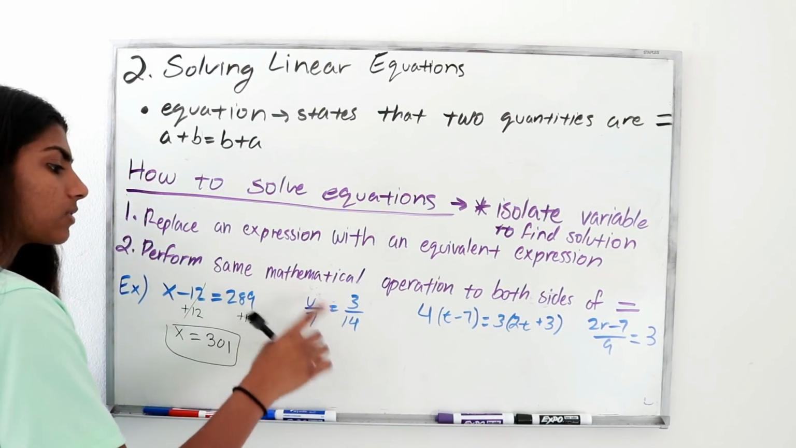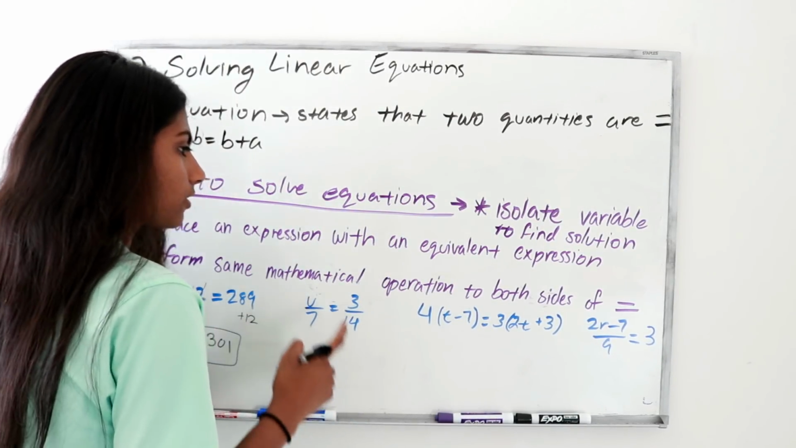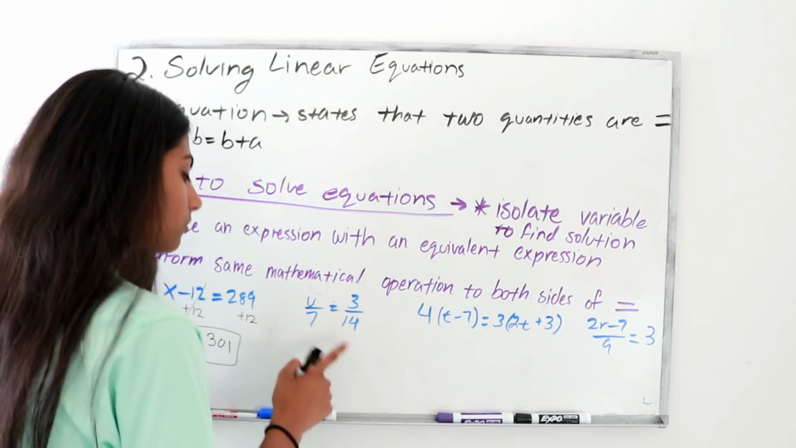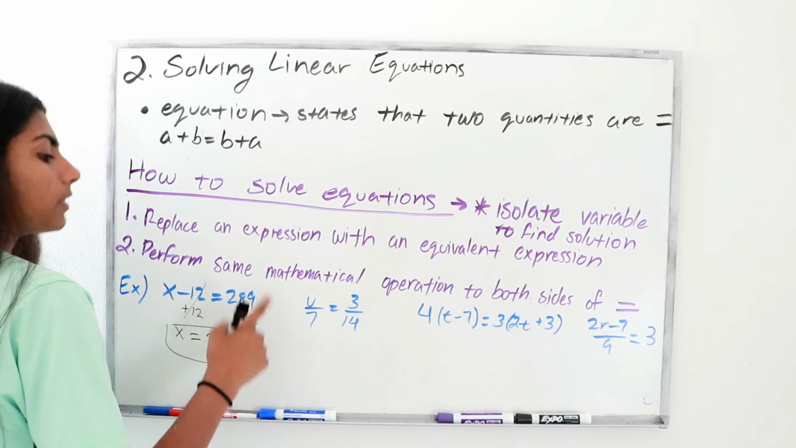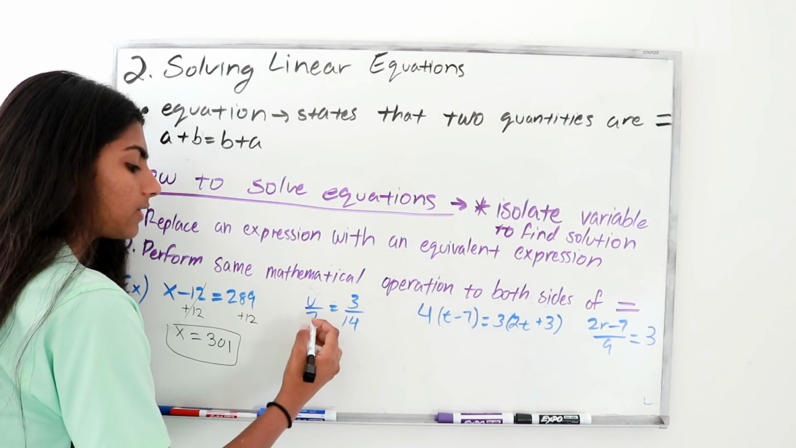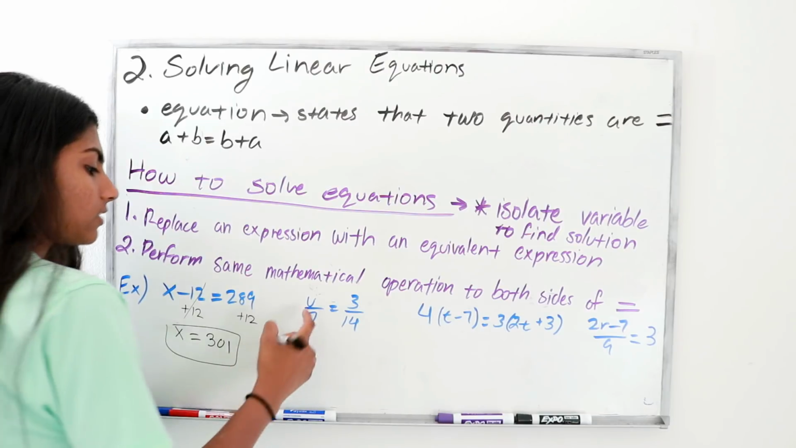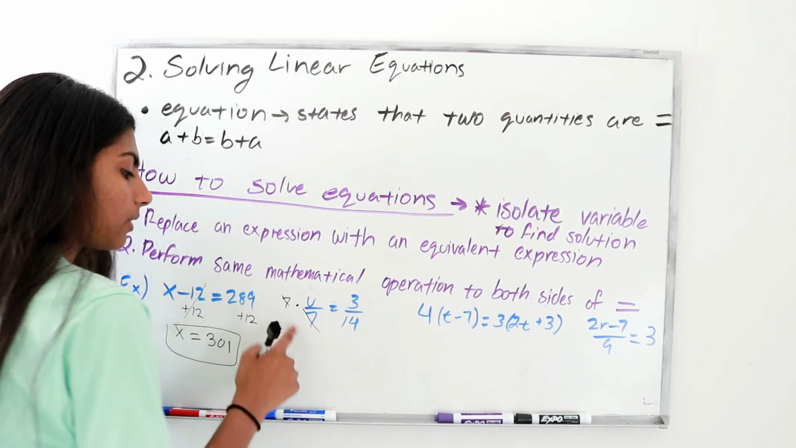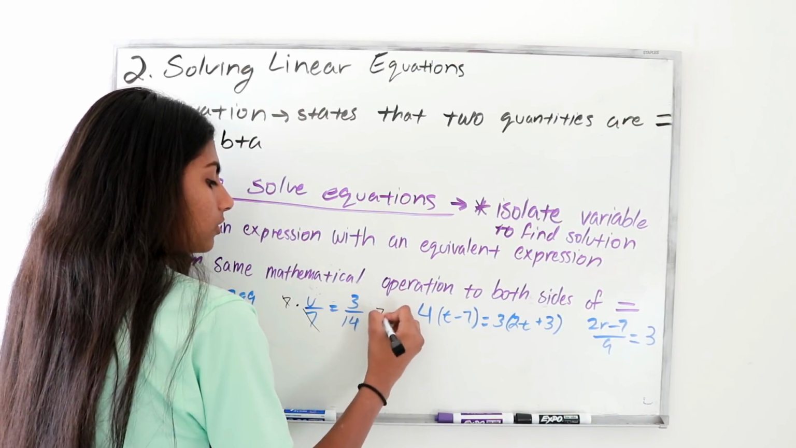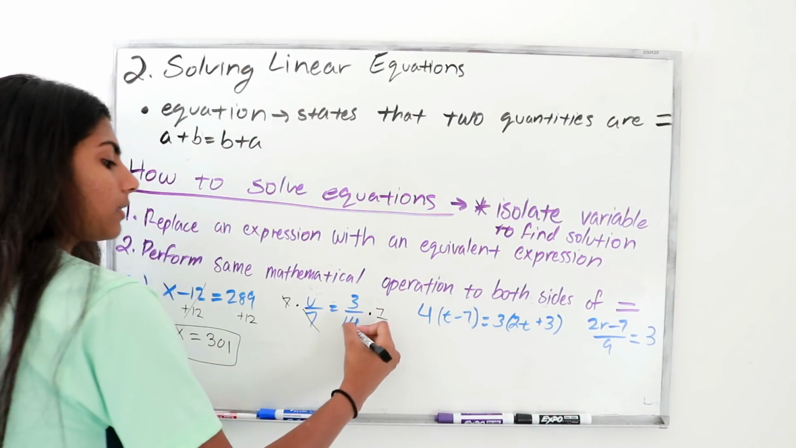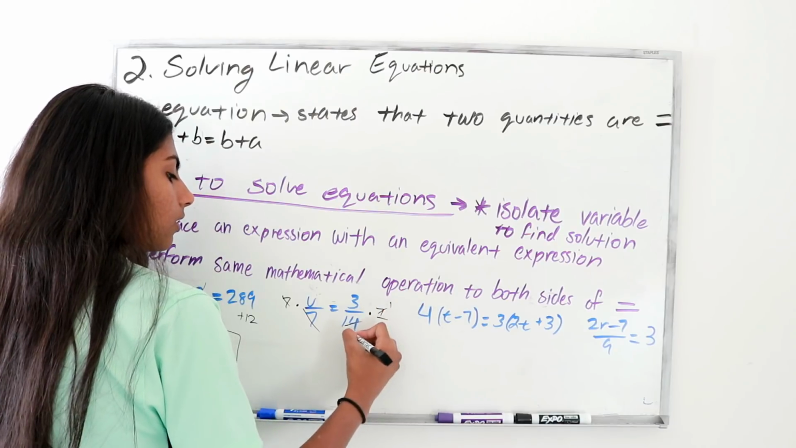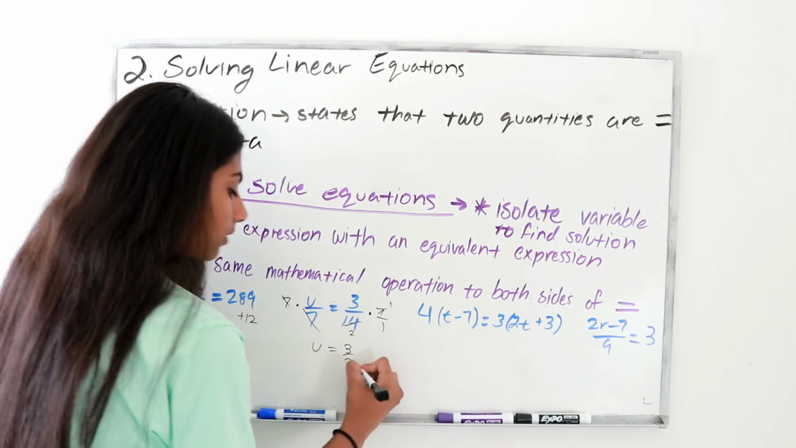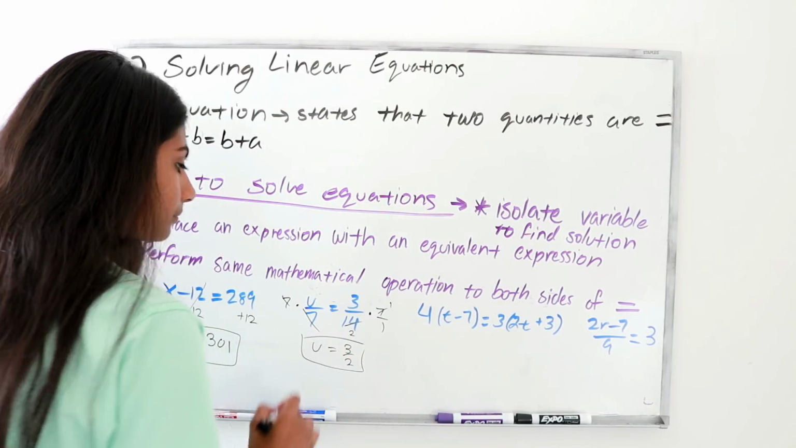u over 7 equals 3 over 14. So the main thing you're trying to do is isolate the variable. How are you going to make this variable all by itself? You're trying to basically do the opposite operation of what's already in it. So you have u over 7, so divided by 7. And to cancel out the 7, you want to multiply by 7. Right? Cancel that out, and then whatever you do over here, you have to do over here. Multiply by 7. And then we know we can simplify. So this equals 3 over 2. So u equals 3 over 2. And that is our answer.